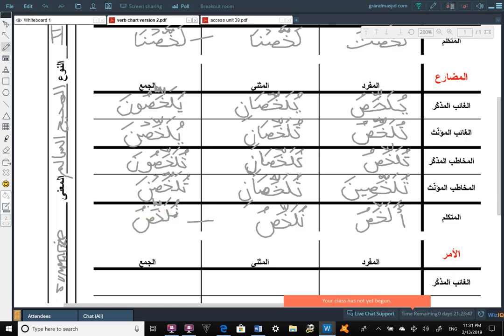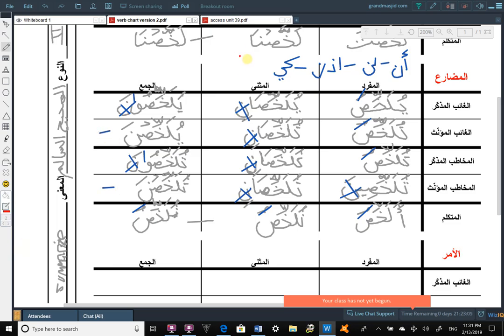Now, as always, just a quick note that if an, lan, idhan, or kay appear before these present tense verbs, then these dhammas are going to change to fathas, and our noon of marfu' is going to be dropped, across the board. These two are noon al-niswa, not noon of marfu'.